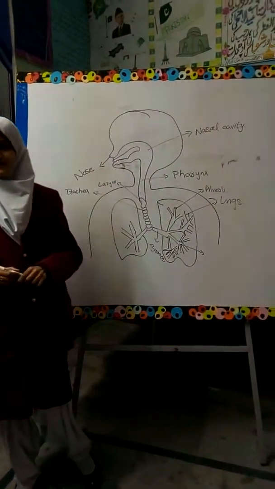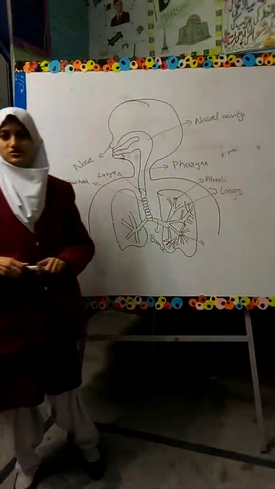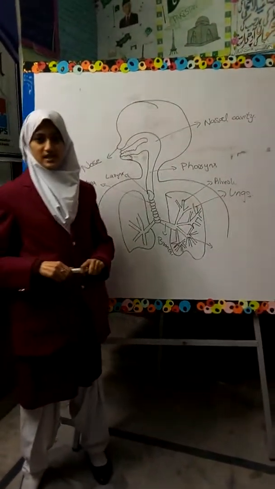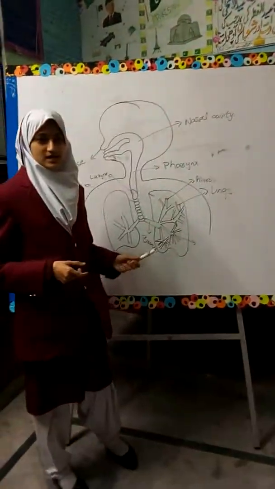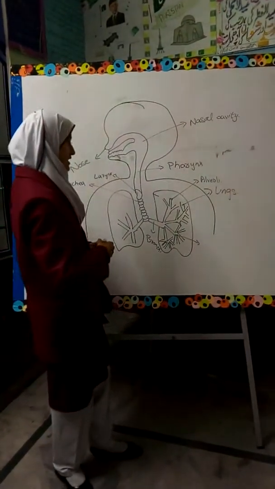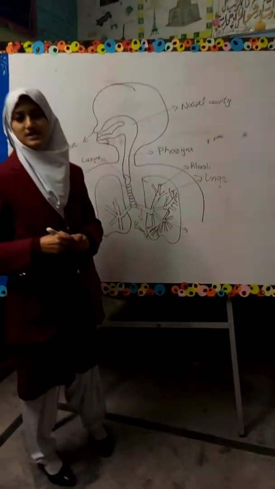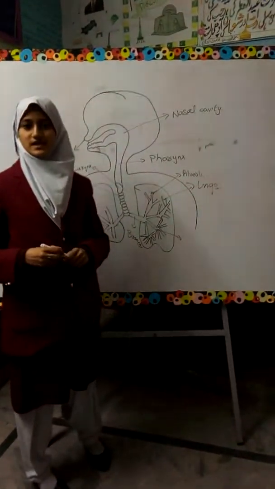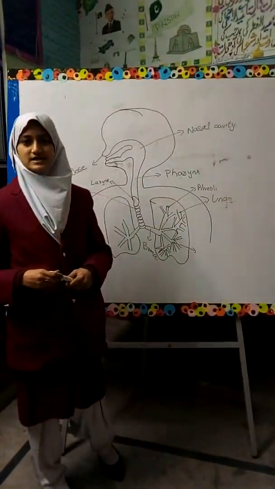The carbon dioxide from deoxygenated blood enters into our air, which is oxygenated, and the oxygen from our air enters our blood, and then the oxygenated blood enters the heart, and then this oxygenated blood is pumped to all the body parts and cells.